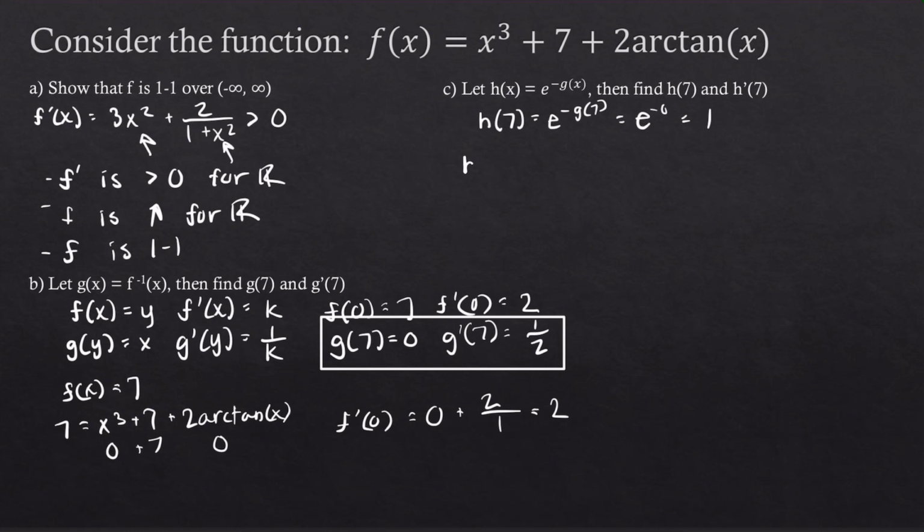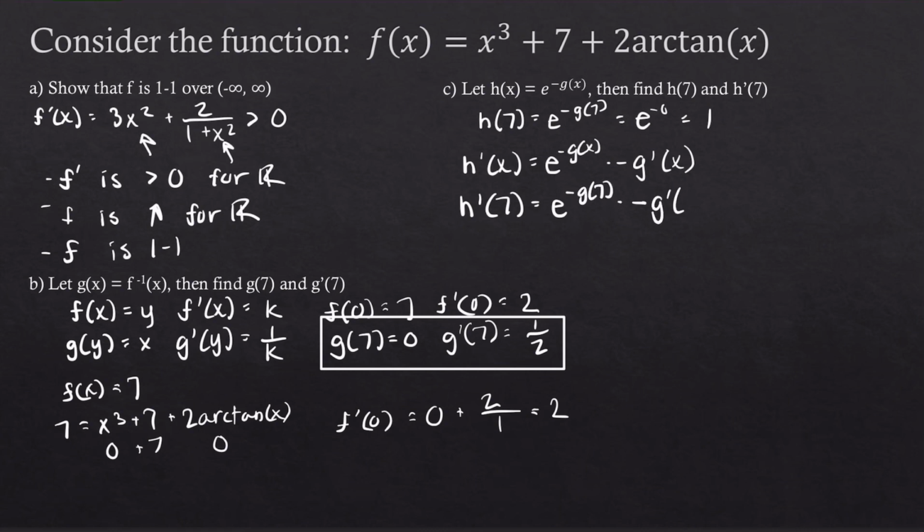But then to find h prime of 7, we actually have to take the derivative of this entire equation. So we know that the derivative of e to the u is e to the u du. So e to the u times the derivative of u to be this. And let's plug in 7. The negative g7 times g prime of 7.